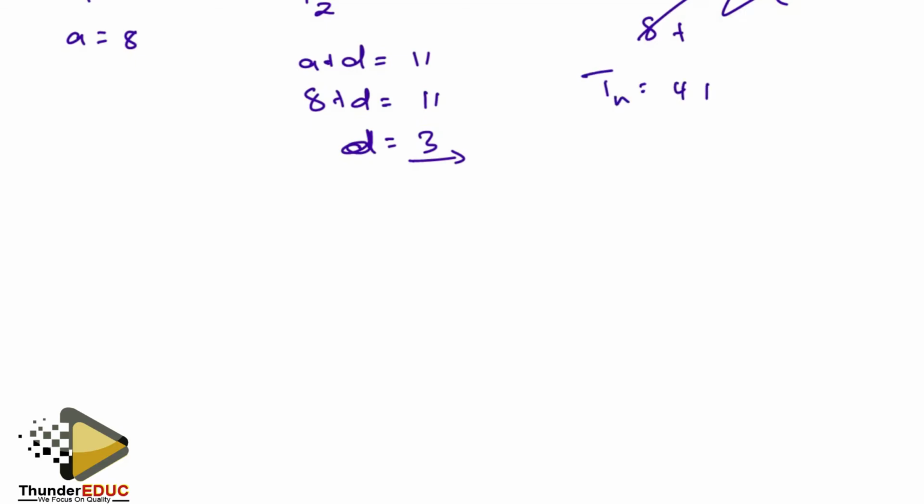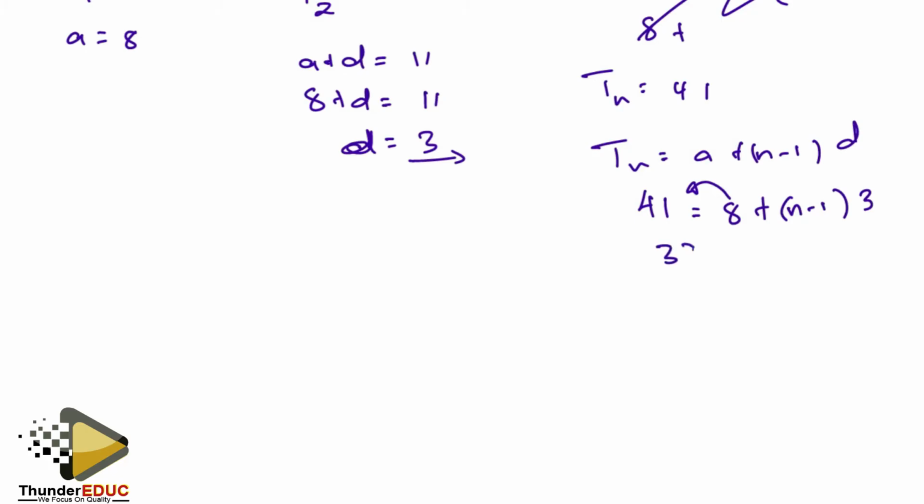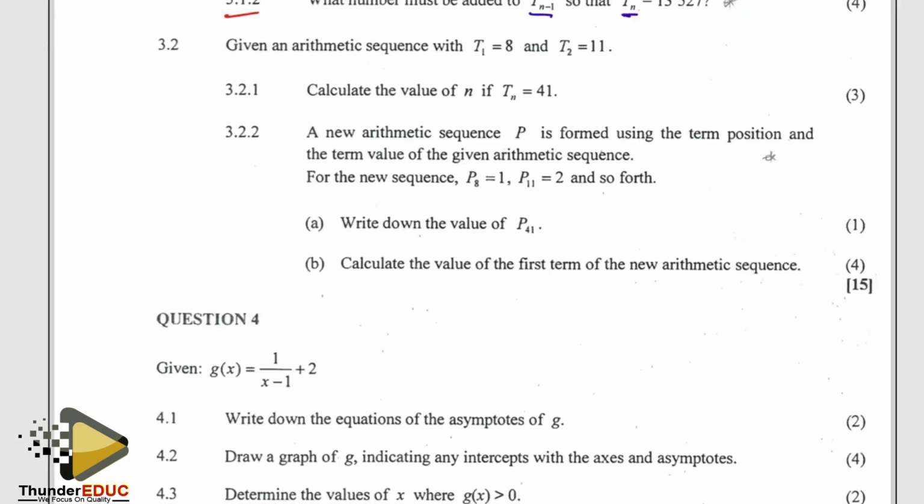So if Tn is 41, let's do the substitution in the general term of an arithmetic sequence. So 41 is equal to 8 plus n minus 1, and d is 3. I'm going to move the 8 that side. So 41 minus 8, from my calculator, I'm getting 33, is equal to 3n minus 3. Move the 3 that side. 36 is equal to 3n. Divide both sides by 3, which means n is 12. So n is 12 for that part.